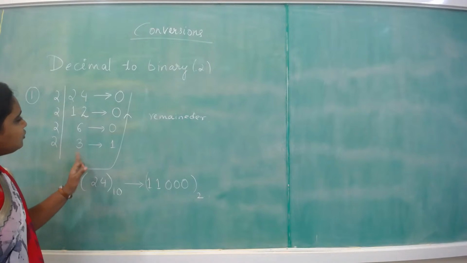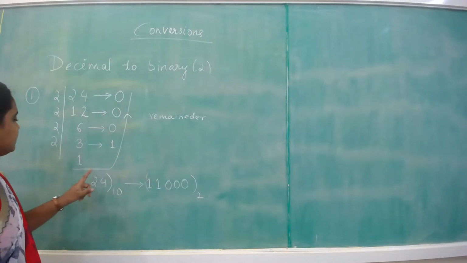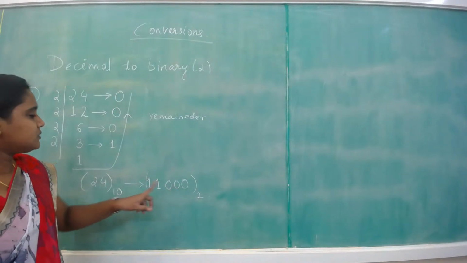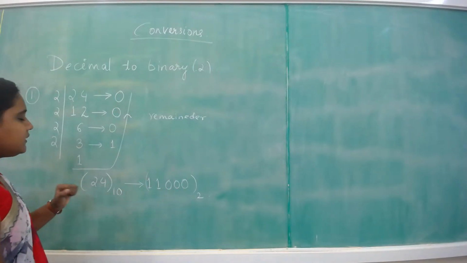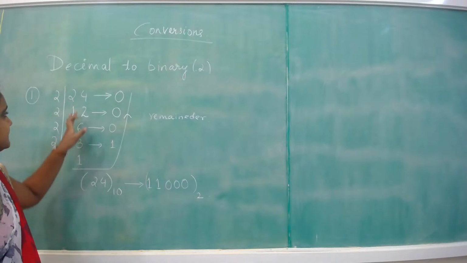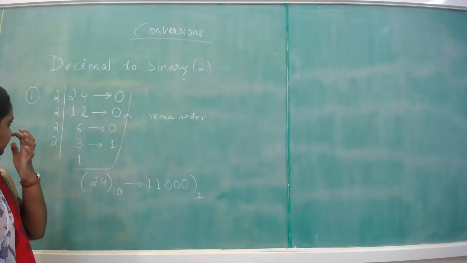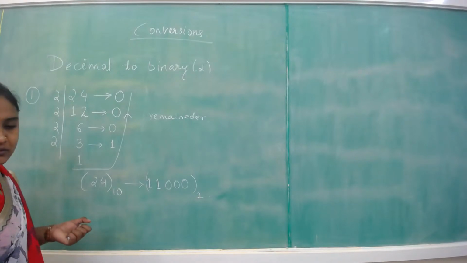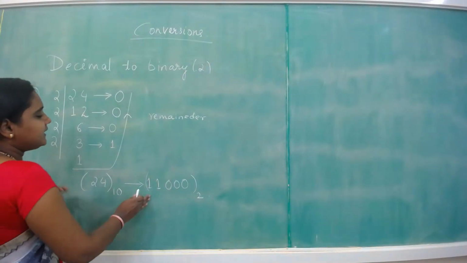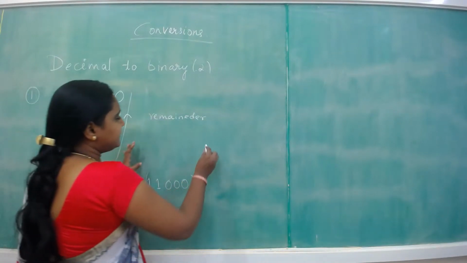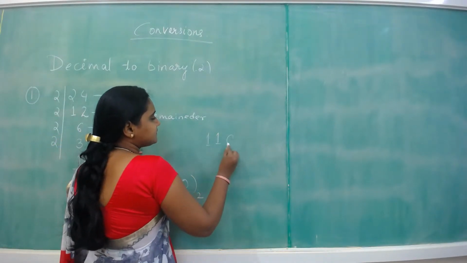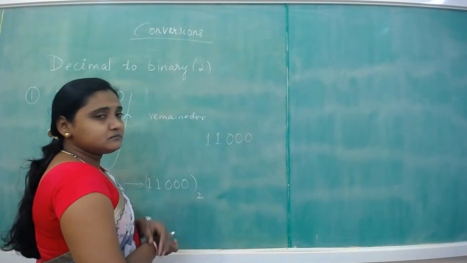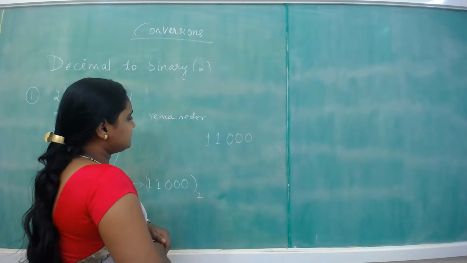Now, starting from down to top, we have to write the value, that is 1 1 0 0 0. 1 1 0 0 0 is the binary equivalent for the decimal number given as 24. So this is the conversion of decimal to binary. Here we are seeing a binary number, that is 1 1 0 0 0.